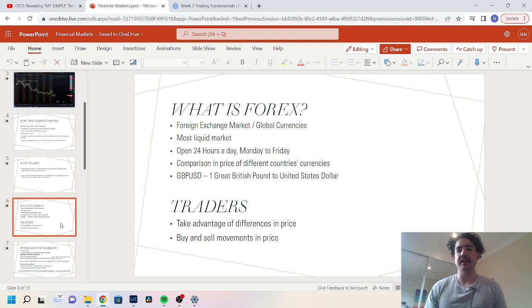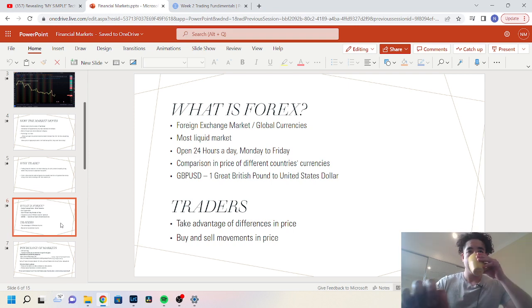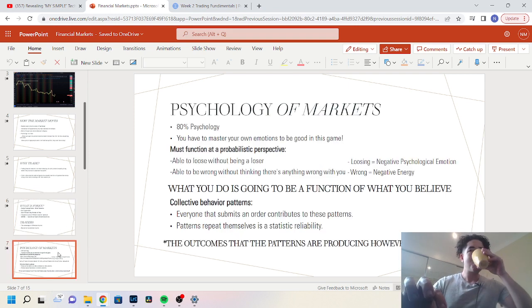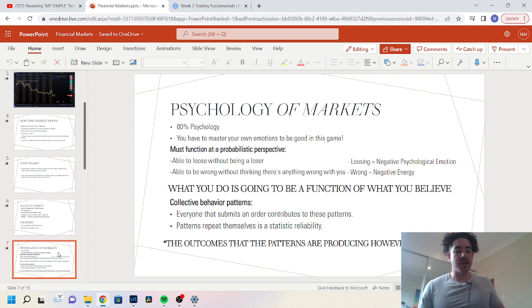Yeah, and traders, they just take advantage of differences in price. So buy and sell movements in price. So if they think it's going to go up, they buy, obviously. If they think it's going to go down, they sell. So this is a big one. Psychology of the markets. Pretty much psychology makes up 80% of trading.